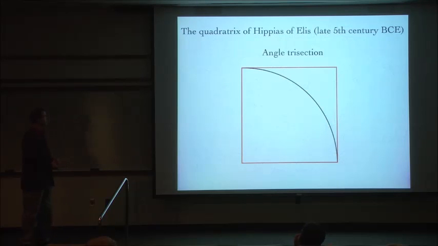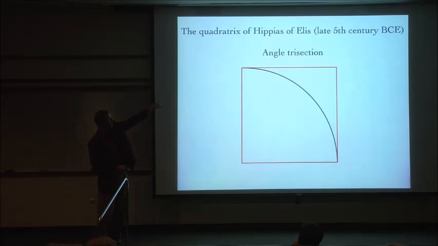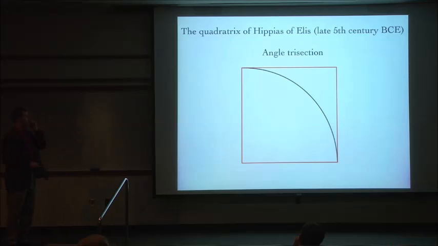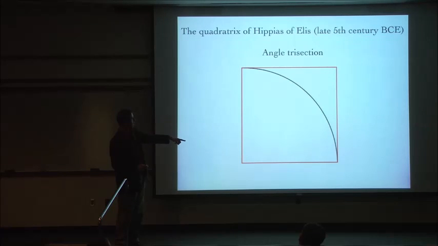So this is a cool one. This is called the quadratrix. This was due to a relatively early Greek, 5th century BCE, well before Euclid. And he said, if you give me this quadratrix, I can trisect any angle. So what I have here in this picture is a square, and that's not the quadratrix, that's just a quarter of a circle.